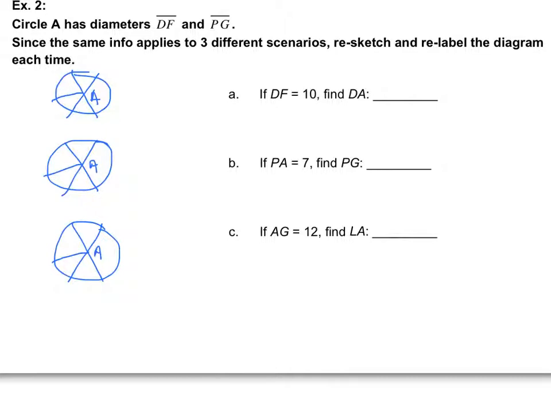So now that I have the diagram as far as the pieces of it go, I'm going to be interested in putting the labels on where I see the information given to me. So if I have DF equal to 10, then I need to make sure I know where D and F are, and so we've got D.